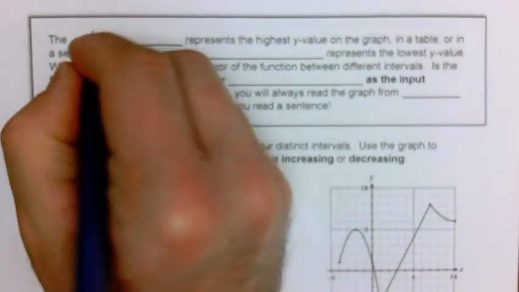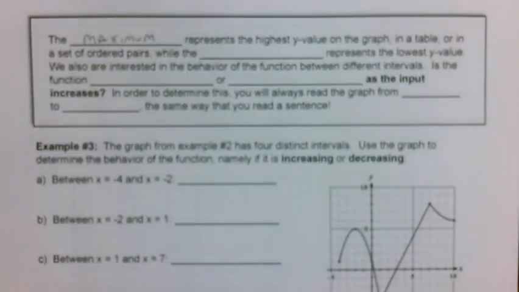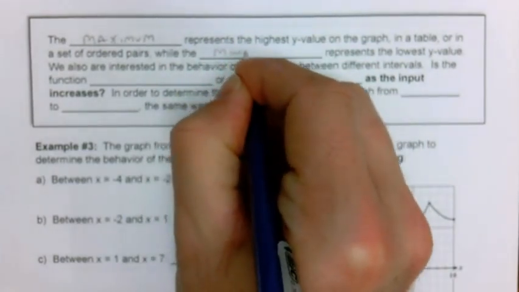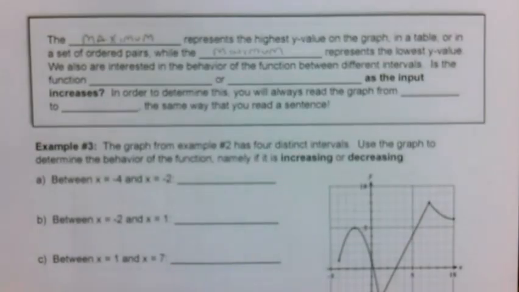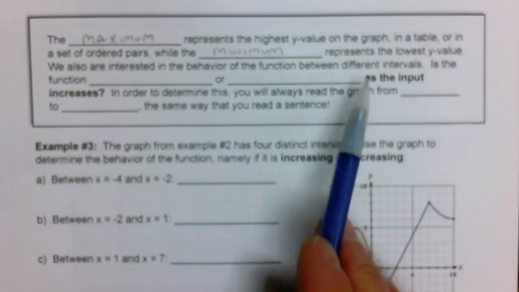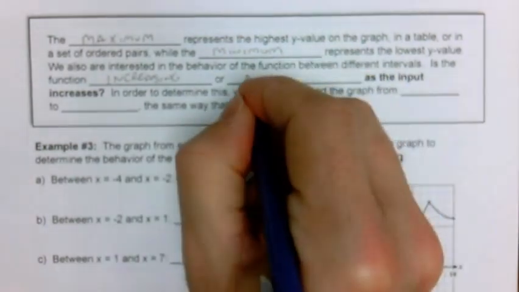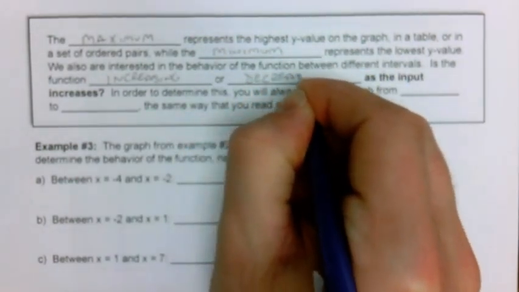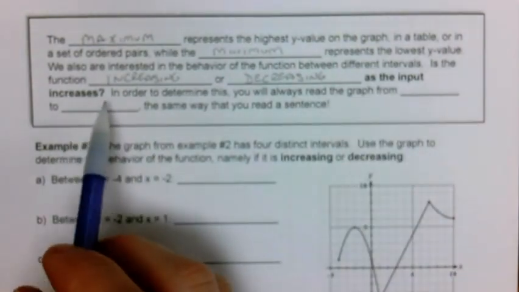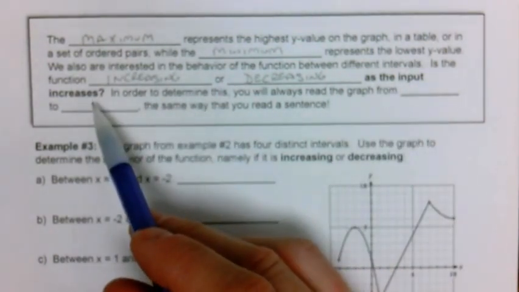So we just saw in our previous example that the maximum represents the highest y value on the graph or in a table or in a set of ordered pairs, while the minimum represents the lowest y value. We're also interested in the behavior of the function between different intervals. Is the function increasing, meaning it's getting higher, or is the function decreasing, meaning that it is getting lower as the input values increase? Now remember that the input values are your x values. We're looking at when the input values increase, as your x values increase.